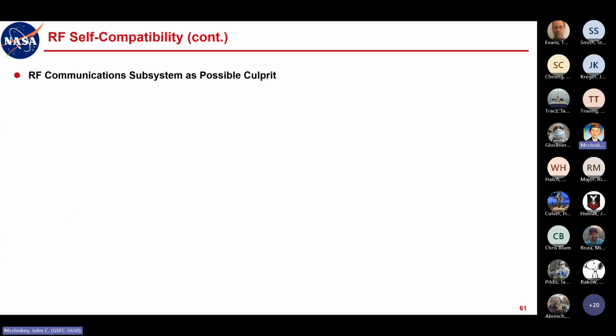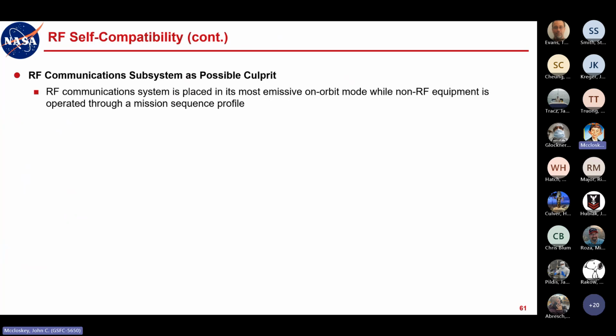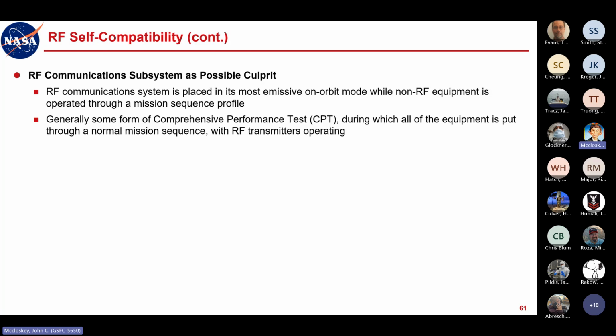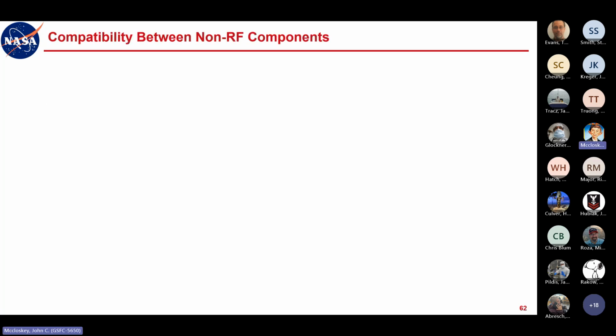So, okay, with the RF communication system as a possible culprit, that's pretty straightforward. You're basically just running a CPT, right? You put the RF comm system in its most emissive on-orbit configuration, and then you run the non-RF equipment. You put it through its paces, the typical mission sequence. And it's generally some sort of CPT, comprehensive performance test, in which all the equipment is put through its paces with the RF transmitters operating. And then if all of the non-RF equipment operates within spec, then you've demonstrated compatibility and you're done.